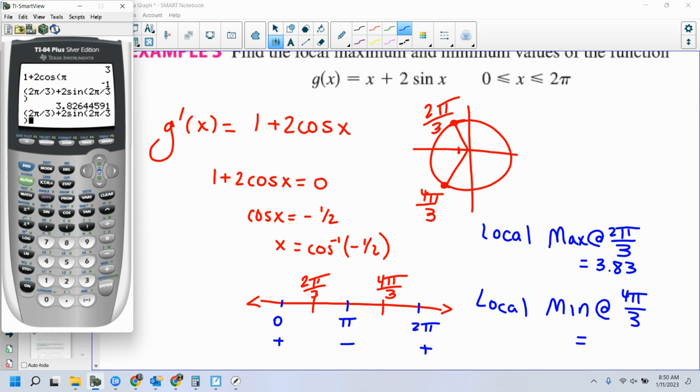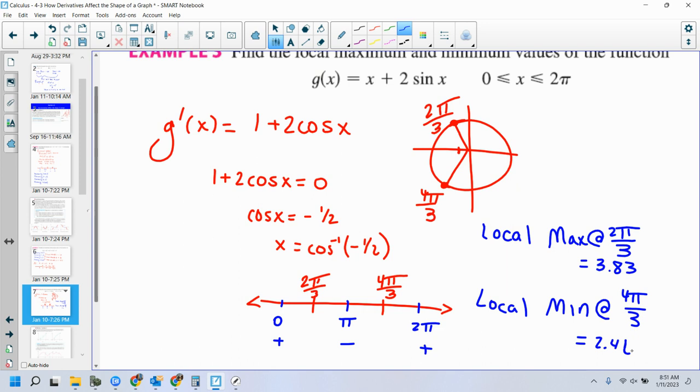Same thing here, but now I'm going to use 4 pi over 3. So the local minimum value is 2.46, and it's occurring at 4 pi over 3. Questions about that?